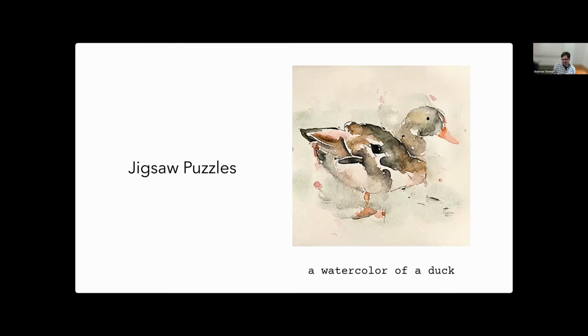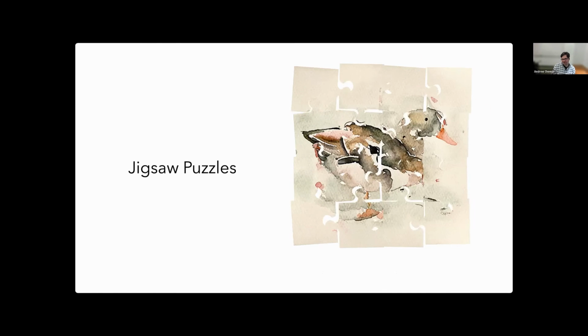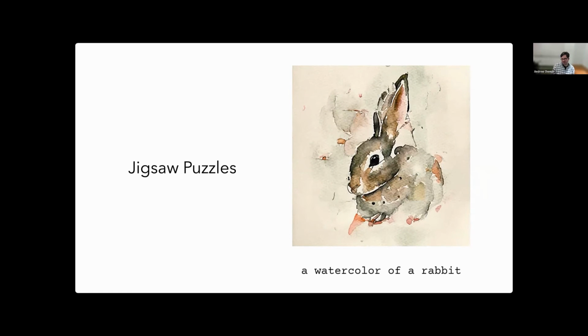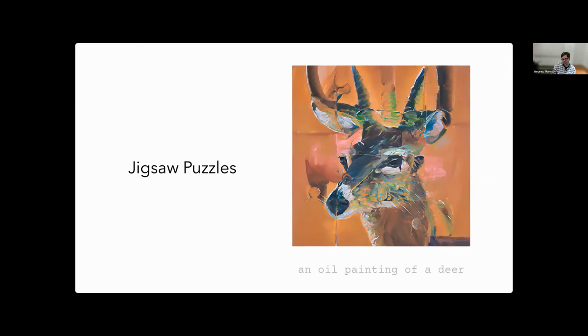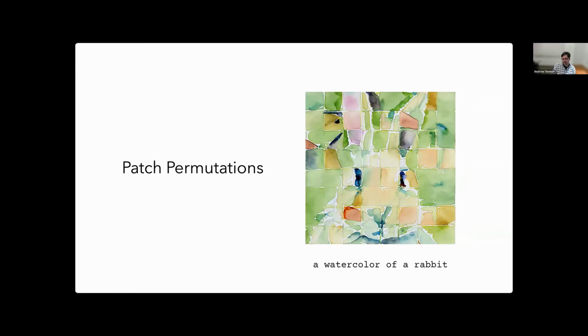Here's a watercolor of a duck. Rearranging these puzzle pieces, you get a watercolor rabbit. Reuse the same puzzle in multiple different ways, and so on. An oil painting of houseplants, an oil painting of a deer. And on our website, we have some of these puzzles. You can print them out and cut them out, and you get a 2-for-1 puzzle.